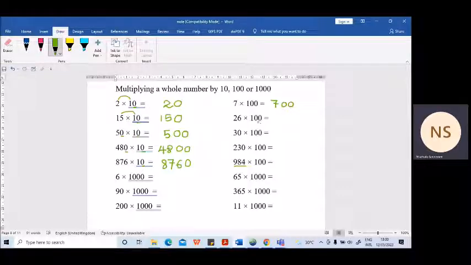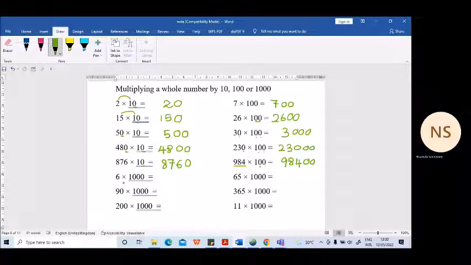Next one, double zeros are there. You place them at the end. 1 times 26, 26. Here altogether 3 zeros are there. 1 times 3 is 3. Here also there are 3 zeros. 1 times 23 is 23. Here only 2 zeros. 1 times 984 is 984. Now by 1000. 6 times 1000 is 6000. There are 3 zeros. Those 3 zeros are here. 1 times 6 is 6.